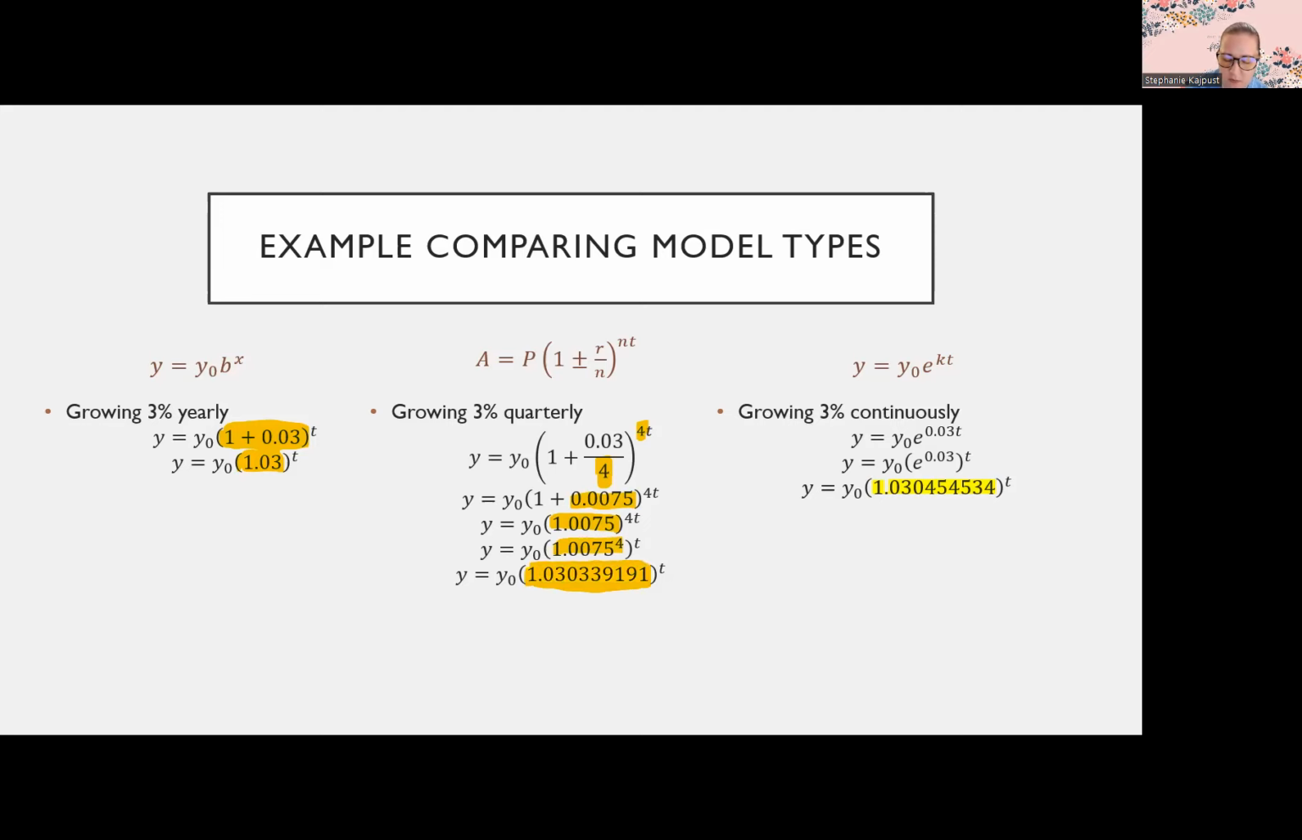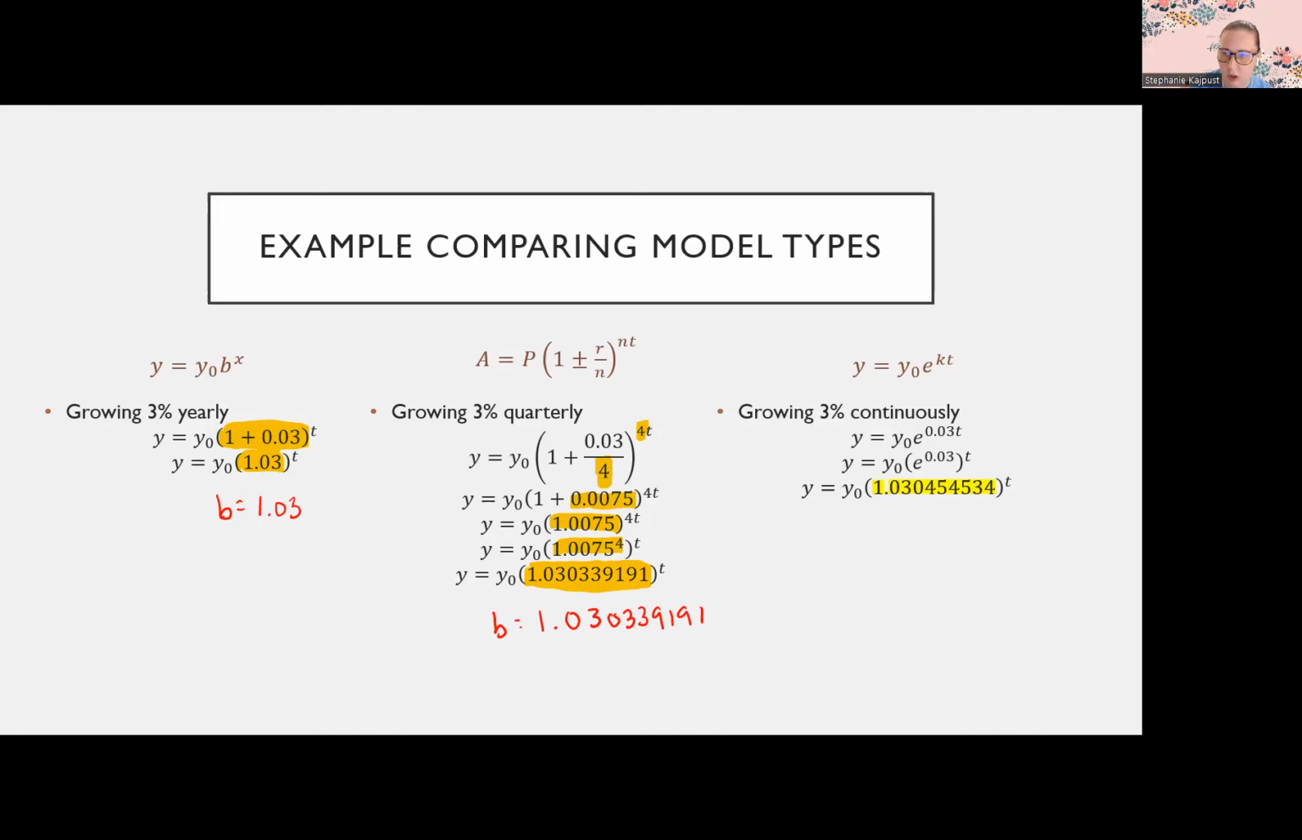So these are both growing at 3%, but the actual values for B are different. So B is 1.03 here because that's per year. If you're doing it 4 times a year, your B is 1.03 and more decimal places. So it looks the same, but there's actually more decimal places. So it looks almost the same, but not quite. It's the same up to a certain point where you're rounding, but there's actually more going on there.